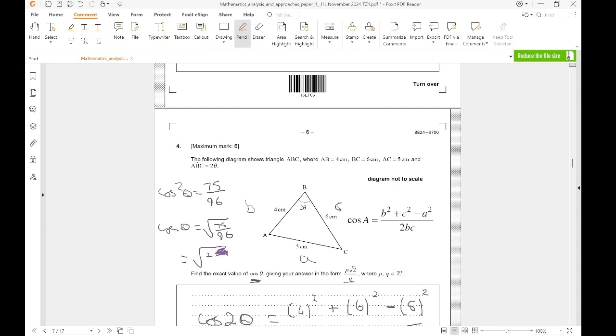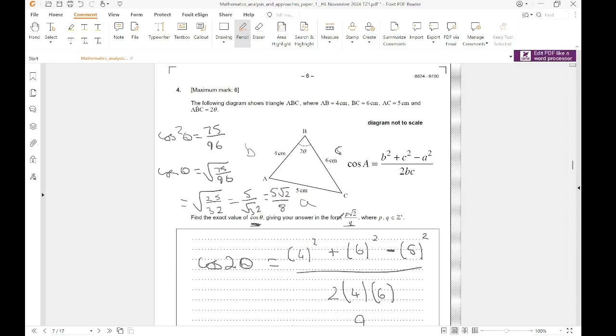The square root of 25 over 32 is equal to 5 over root 32. And then obviously you try to rationalize the denominator. Once you do that, you should get a final answer of 5 root 2 over 8. Sorry, I don't have enough space to rationalize the denominator, but that should be your final answer right there: 5 root 2 over 8.